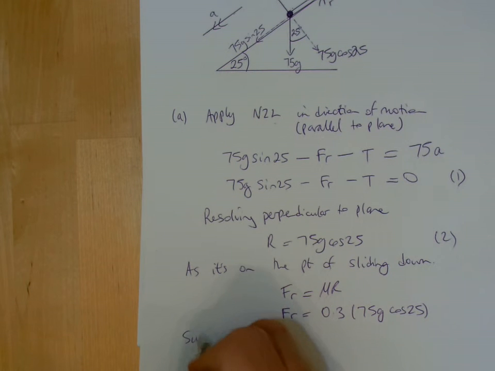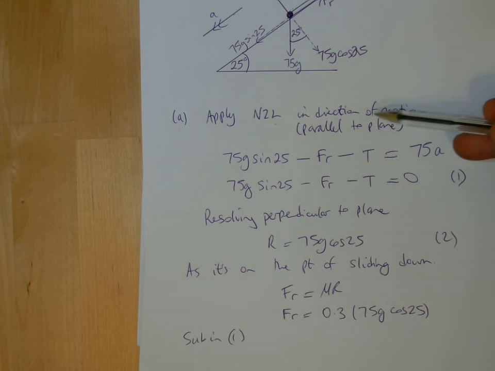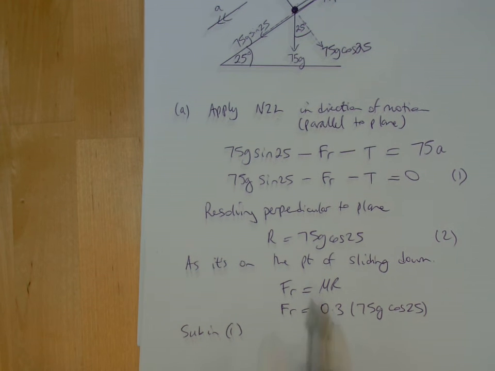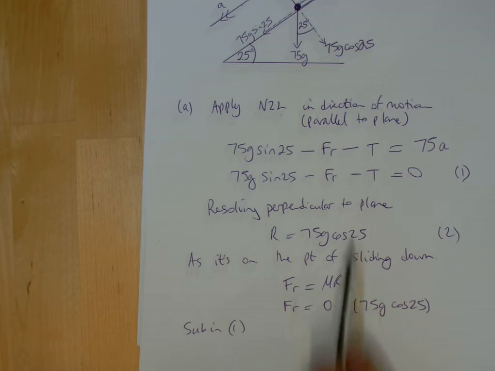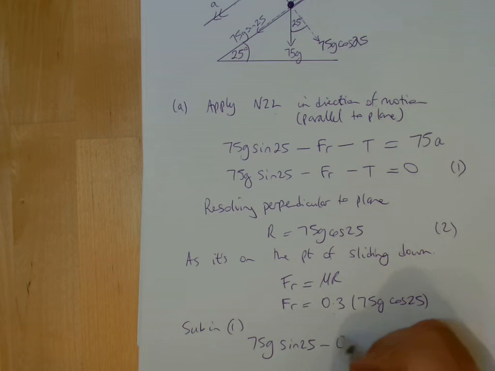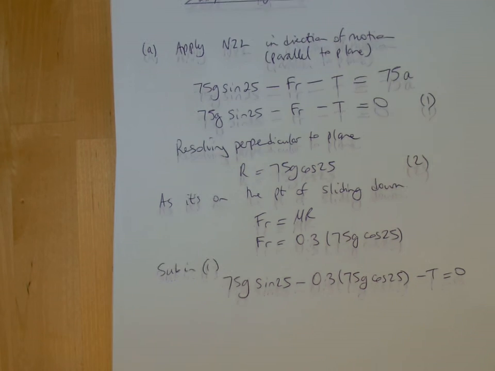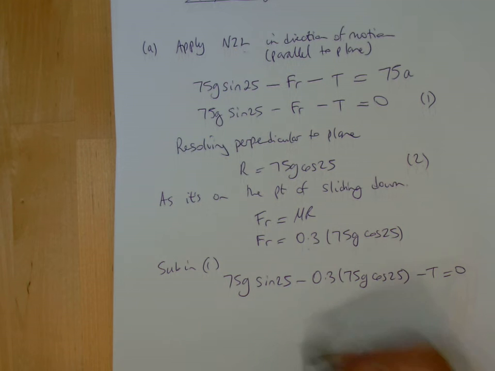So, sub into 1. It's always useful to resolve parallel and perpendicular, because the equations then sort themselves out. So we've got the friction, sub it in here: 75g sine 25, take away 0.3 times 75g cos 25, take away T, and that equals 0. From all that you can work out what T is. We can take that minus T over, so T equals basically all of this.